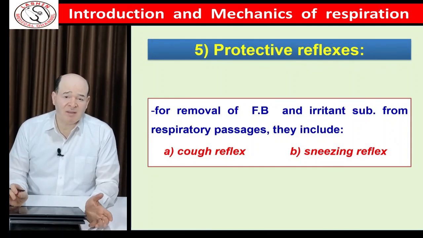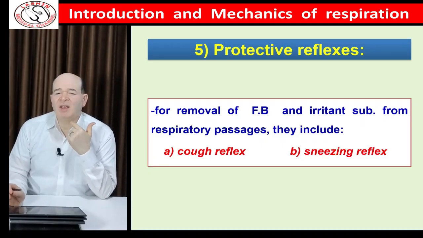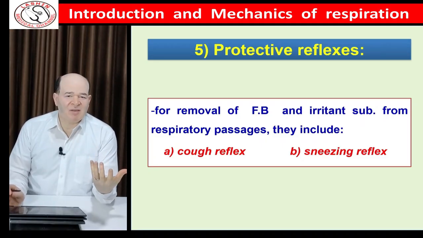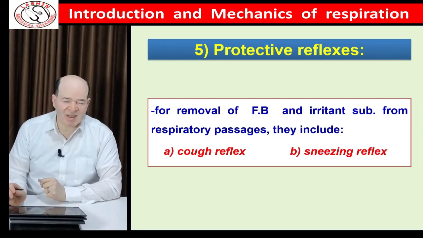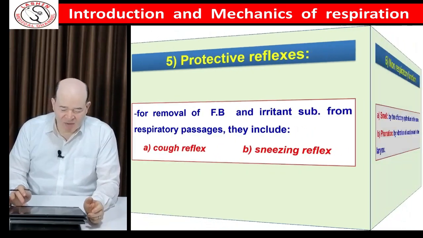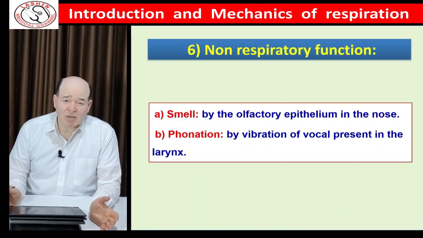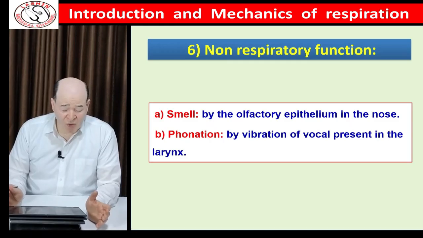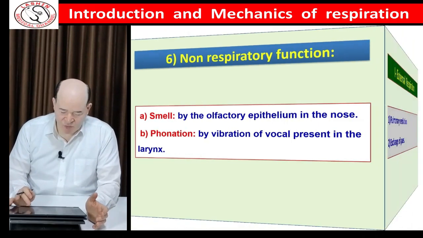If a foreign body enters the nose or the larynx by mistake, we have protective reflexes that get rid of these foreign bodies rapidly. In the nose, we have the sneezing reflex. In the larynx, we have the cough reflex. We also have functions that are not related to respiration, but they are so important: smell function by the nose and phonation by the vocal cords.